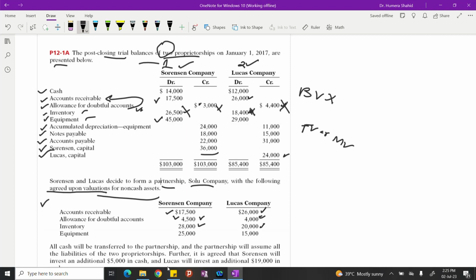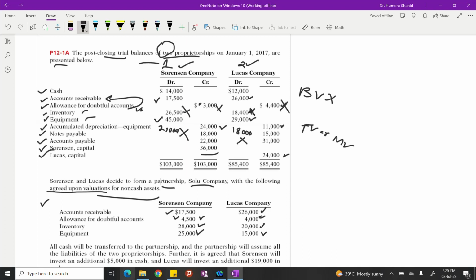Equipment 25,000. What is equipment here? 45,000 was the cost, and the accumulated depreciation was 24,000. So basically 21,000 was the book value, right? Cost minus accumulated depreciation. We will not take this. We will take 25,000, the valued amount. Okay, equipment for Lucas is 15,000. Let's check it out. Equipment for Lucas was 29,000 cost, 11,000 was accumulated depreciation, so 18,000 was the book value. But what we get as market value is 15,000. So we will take this. We will not take 18,000.